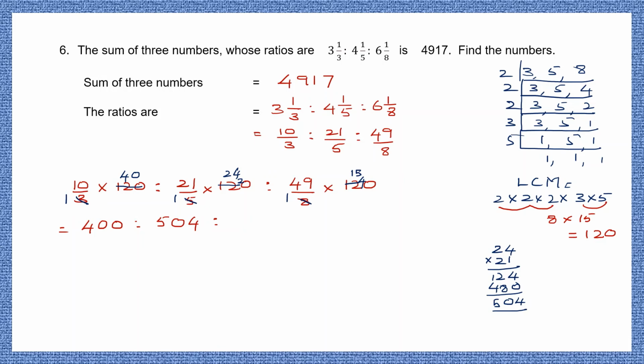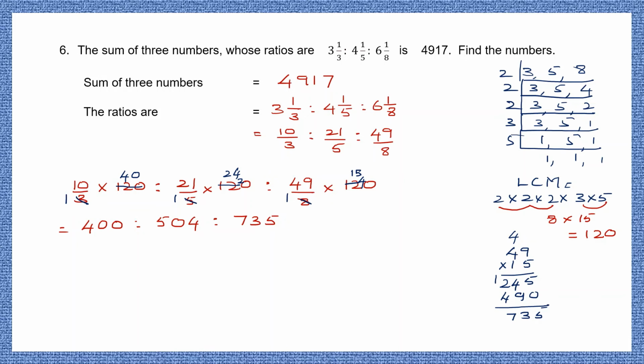Now we need to multiply 49 by 15. So let's multiply 49 by 15. 5 9s are 45. Carry 4. 5 4s are 20 plus 4, 24. 0, 1 9s are 9, 1 4s are 4. 5, 9 plus 4 is 13, carry 1, 4, 5, 6, 7. 735 is our third number in the ratio. So now we have found the 3 numbers in the ratio.